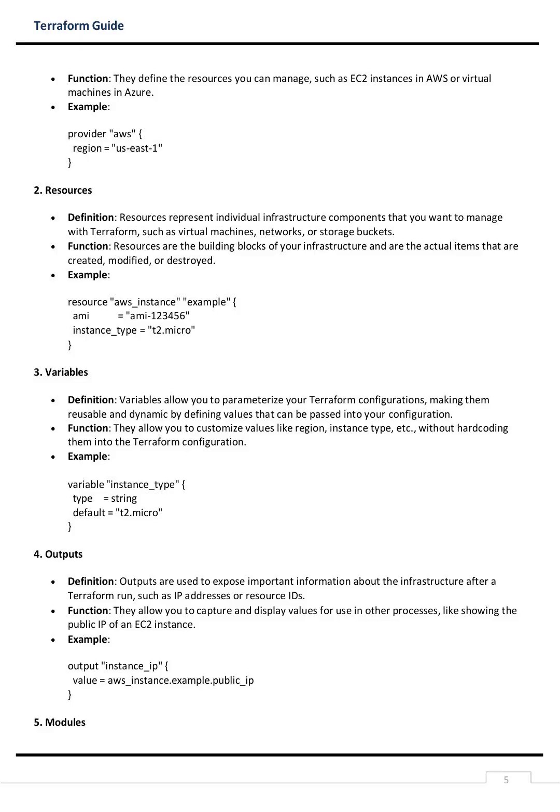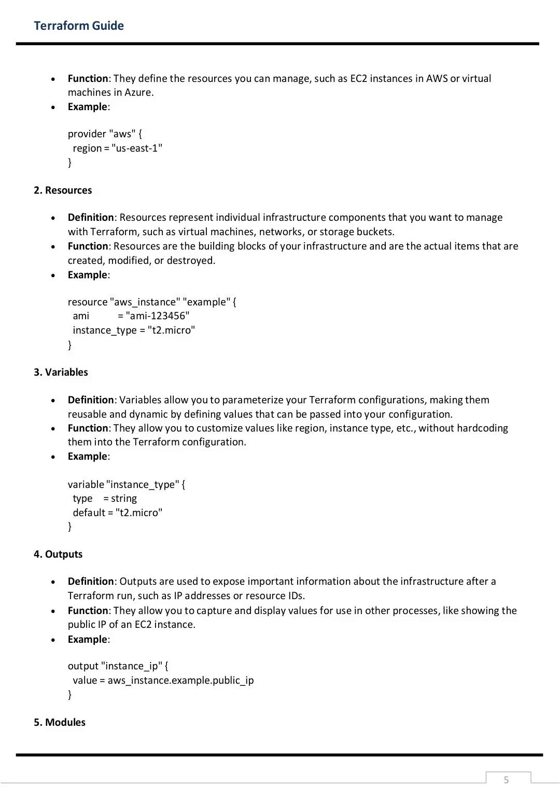2. Resources. Definition: Resources represent individual infrastructure components that you want to manage with Terraform, such as virtual machines, networks, or storage buckets. Function: Resources are the building blocks of your infrastructure and are the actual items that are created, modified, or destroyed. For example, resource "aws_instance" "example".